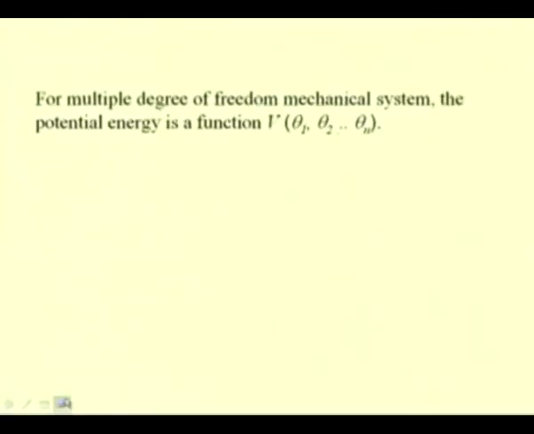And for the n degree of freedom system, the potential energy is a function of those n variables, say theta 1, theta 2 to theta n, and for equilibrium each of these, that is dV by d theta i, should be 0 for i equal to 1, 2, 3, etc. up to n. So, this again gives n equations from which n unknowns can be determined.